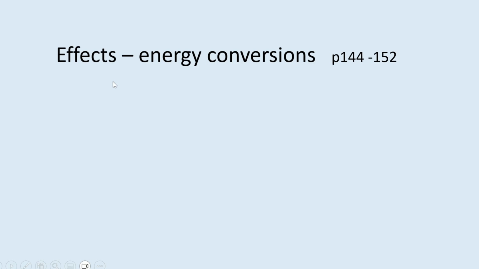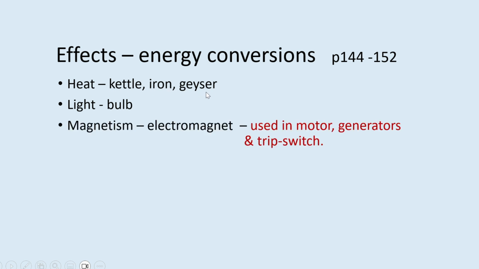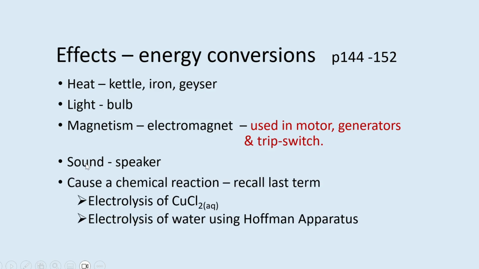What can we do with electricity? What are the effects and energy conversions? Well, we can make heat in those appliances. A bulb makes light. Magnetism, you've done an investigation on electromagnets. These are used in motors, generators, trip switches, and even in speakers that convert electricity to sound energy. It can also cause chemical reactions to occur. Last term, we looked at the decomposition, electrolysis of copper chloride and water.